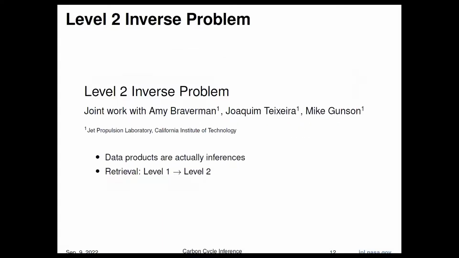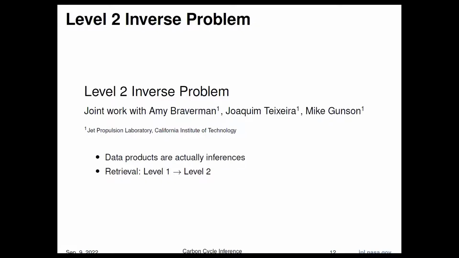Okay, so that's the overview of the instruments. In the next section, I'm going to talk a little bit about this level 2 inverse problem and some work we've done on uncertainty quantification for that. This is work that's been going on at JPL with the OCO2 and OCO3 teams, and Amy and Joachim are colleagues of mine in our group at JPL.